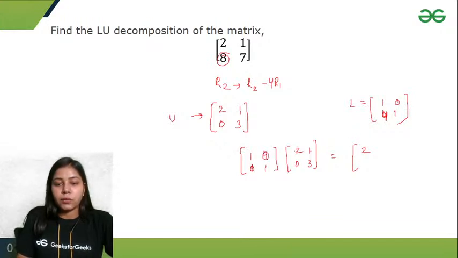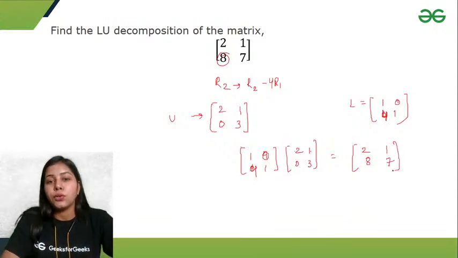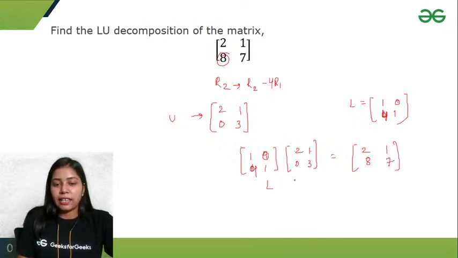This will be 0 and this will be 4. 1 into 2, 4 into 0, you will get 2. 1 into 1, 4 into 3, that gives 1, 4. Now 4 into 2 gives 8 and 4 into 1 plus 3 gives 7. So we'll get A as L into U. This is L and this is U.